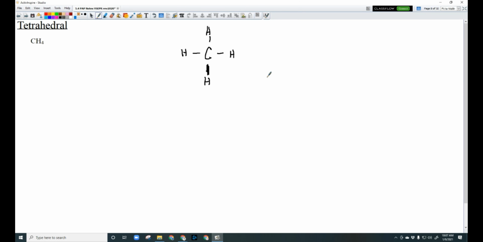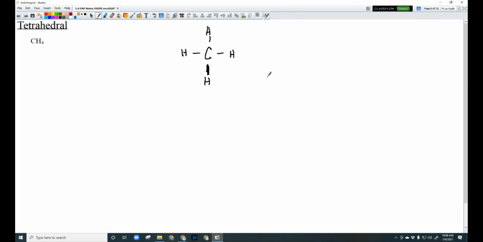All right, so we have our 5 shapes: linear, bent, 2 things attached to the center; 3 things attached, trigonal planar or trigonal pyramidal; and then 4 things attached, tetrahedral. Okay, so easy peasy. That should be really simple for you.